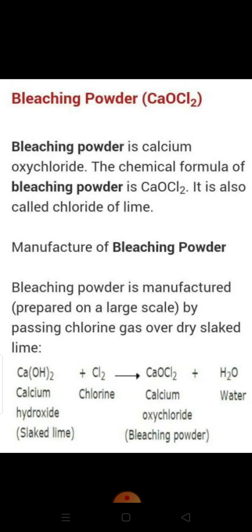It is produced by the action of chlorine gas on dry slaked lime, which is calcium hydroxide. And you can see the equation: calcium hydroxide, when it reacts with chlorine, gives CaOCl2, which is calcium oxychloride or bleaching powder. The solution is milky because some unreacted lime is still present.